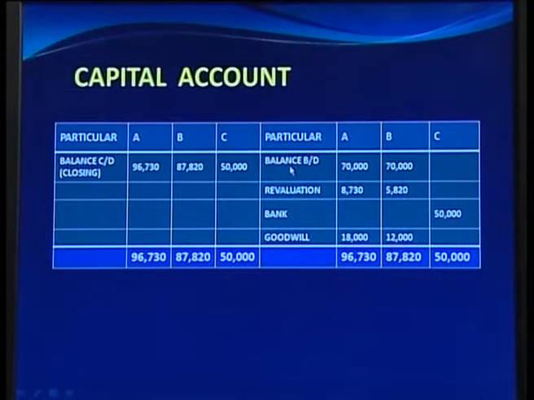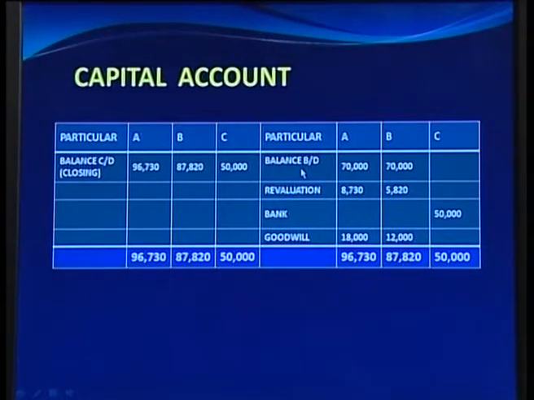So first of all, we will write the balance on the credit side of each partner. So this partner's capital account is to be prepared, where the amount column of each partner is to be recorded, that is the amount column of A, B and C, both on the credit side as well as on the debit side. So we will start with the credit side, where we have to record the opening balances.